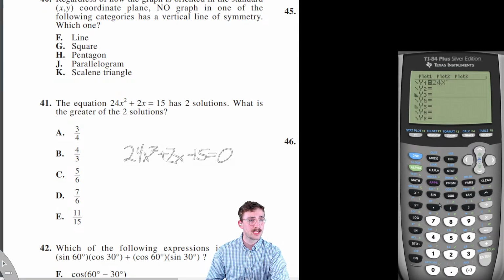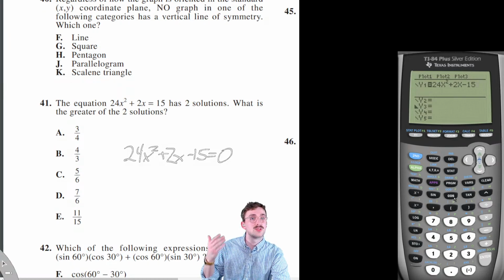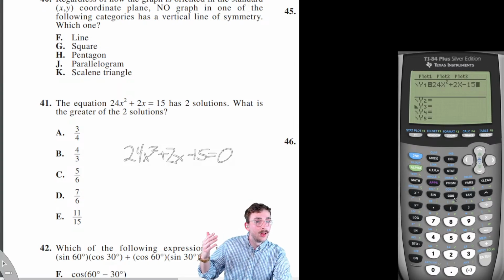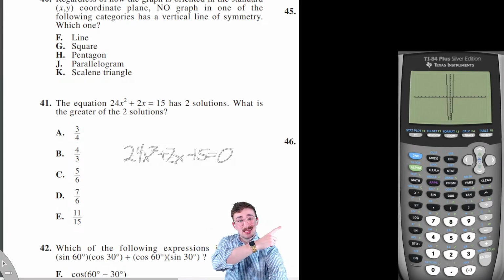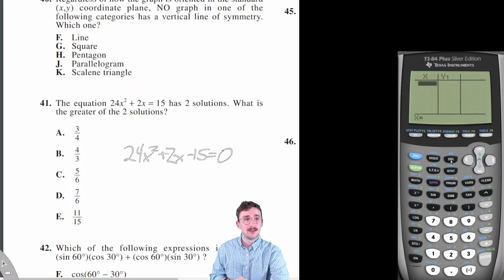So 24x squared plus 2x minus 15. Now you might be thinking, oh, Edward's just going to graph it and look where it hits the x-axis. Easy. Yeah, Edward could do that, and that's not a bad idea. However, what I could do is use the table, and I can type in 0.75. Okay, that's one of the solutions because it equals 0. So that's one of them.